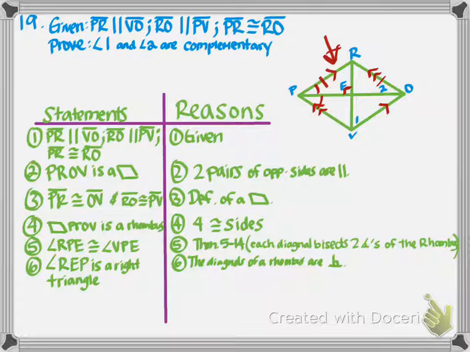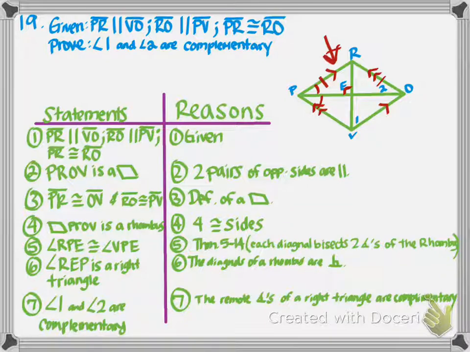For 7, we're going to finally get to the proving, and where angle 1 and angle 2 are complementary, and we know this because the remote angles of a right triangle are complementary. And so that's the end of my project. Thank you so much.